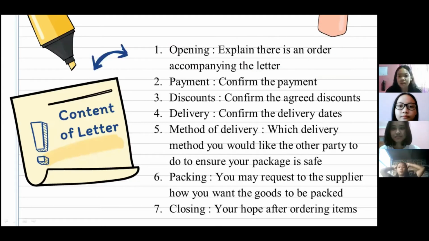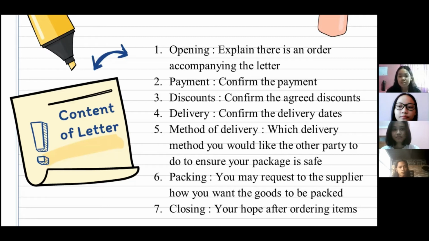Next, the content of the letter. In this section, I will explain that there are 7 parts of the content of the letter. The first is opening. In this part, you must explain that there is an order accompanying letter. The second is payment. In this part, you must explain the payment system and confirm it. The third is discount. In this part, we must confirm the discount that has been agreed. The fourth is delivery. In this part, we must confirm the date of the delivery of the items.